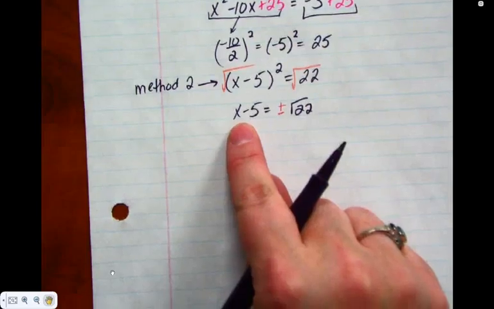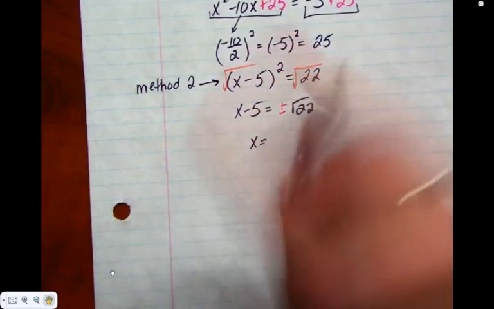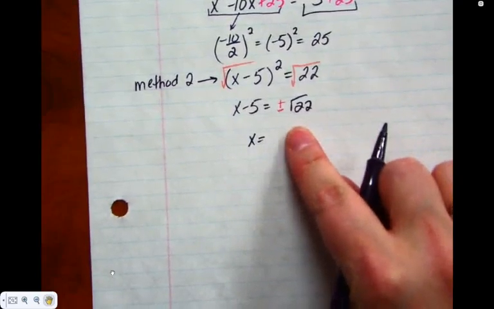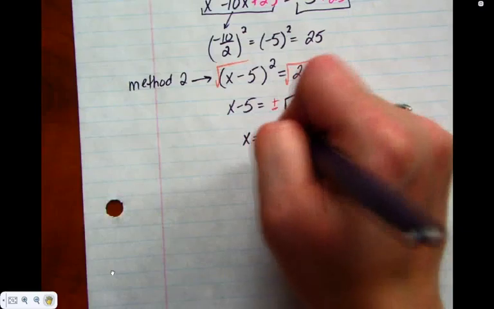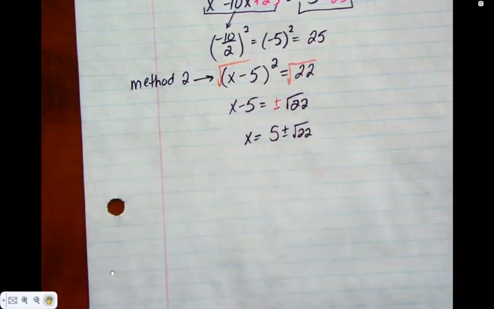Last step is just to isolate this x. How do I get rid of a minus 5? And where do I tuck it when I got all this crap on the other side? In front. So 5 plus or minus root 22. That's the final answer. Crazy, I know.